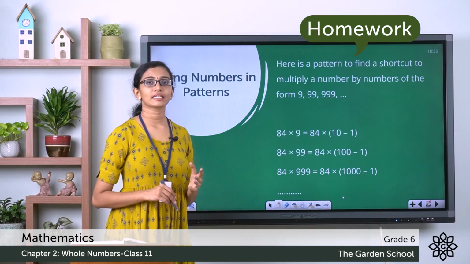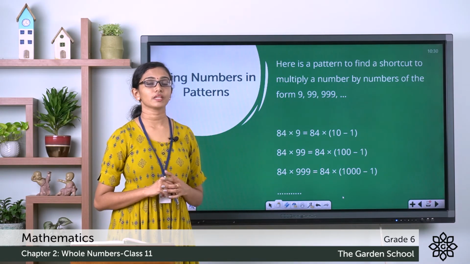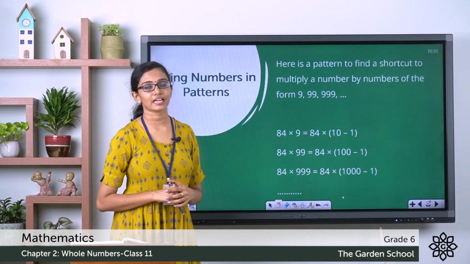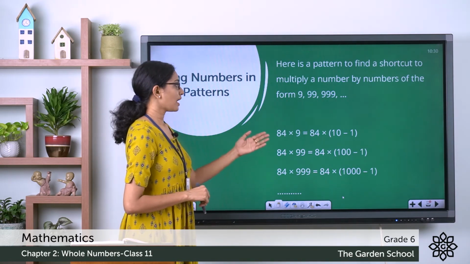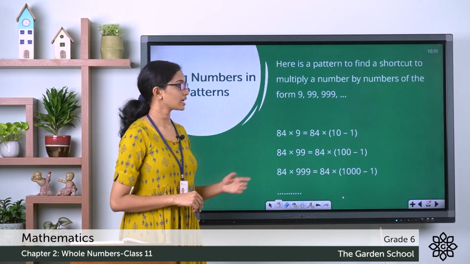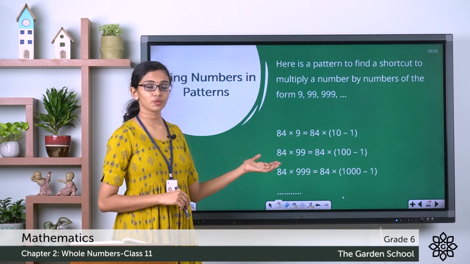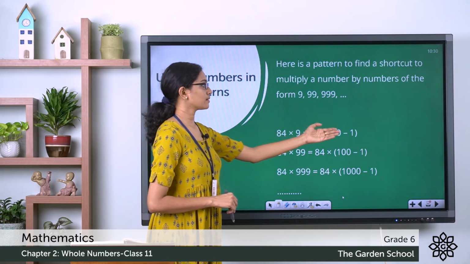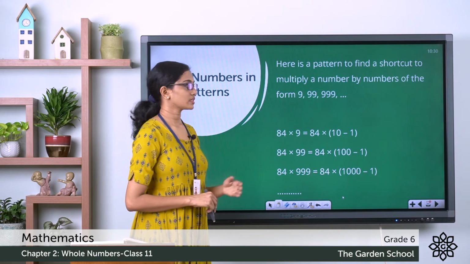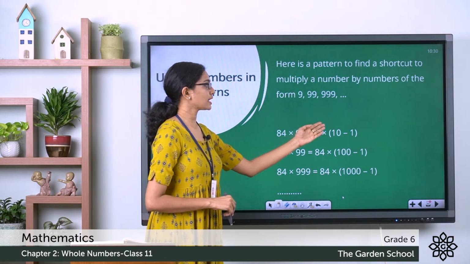Now let's see a different pattern. This will be useful in the case of multiplication of numbers in the form 9, 99, 999 and so on. So here we have 84 into 9. 9 can be split as 10 minus 1. So this will become 84 into 10 minus 1. This is A into B minus C. That would be A into B minus A into C.